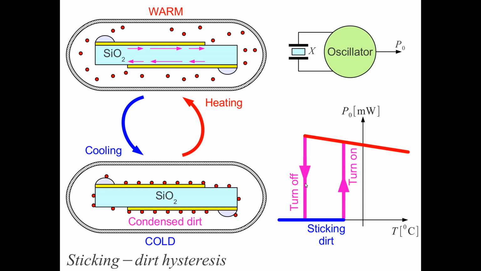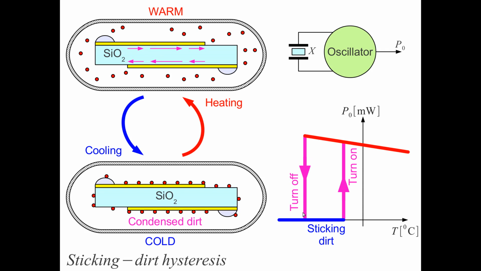This turn off also does not happen when the oscillator is working, because if the oscillator is actually oscillating, this thing is moving. As long as this thing is moving, dirt particles will not stick to the surface. Dirt particles will only stick to the active surface of the crystal when the oscillator is off, when this thing is still. Then dirt condenses on the surface of the crystal. So this also depends on the operating state of the crystal.